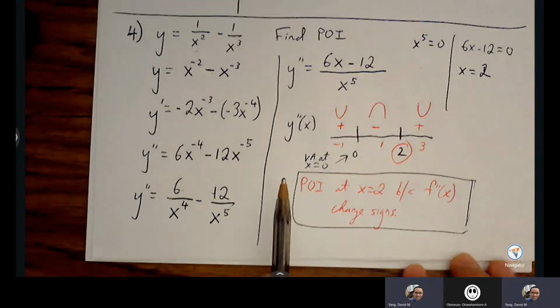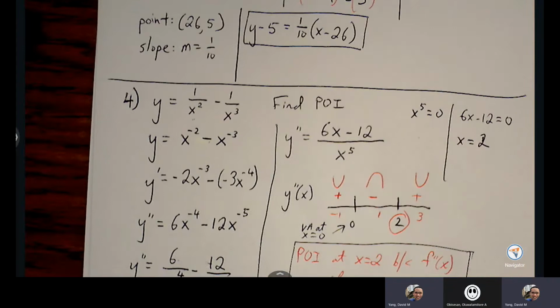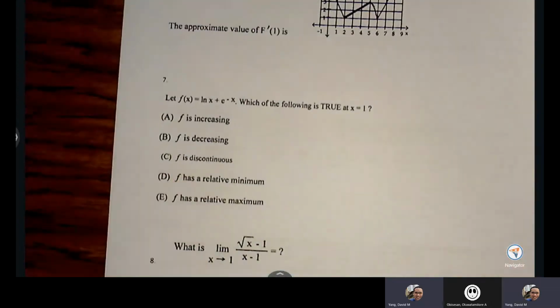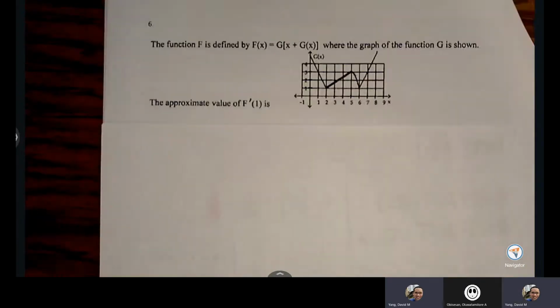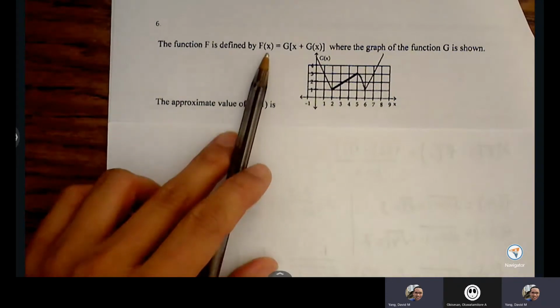Okay, questions there? No, I got it. Okay, good. Let's see. Number 6 is a bit of a variation of chain rule that's a little bit more involved. We want to find f prime of 1, but before we find f prime of 1, we got to find f prime of x.